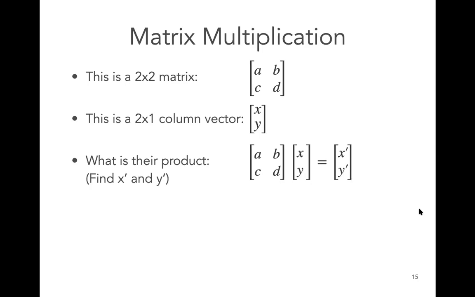Some of these things may not be fresh. So here is matrix multiplication, and here is a 2 by 2 matrix, A, B, C, D. And here is a column vector, or a 2 by 1 matrix, X and Y. So the question, and this is the first question on the quiz, is what is the product of A, B, C, D times X and Y? So find X prime and Y prime. So I want you to do this.